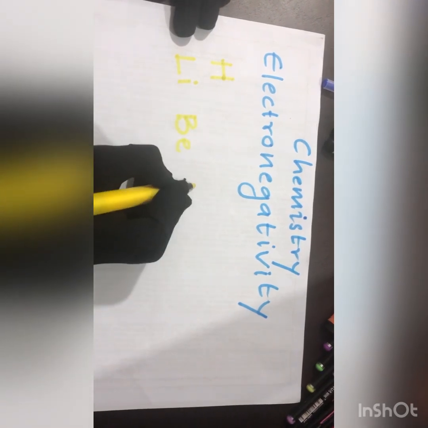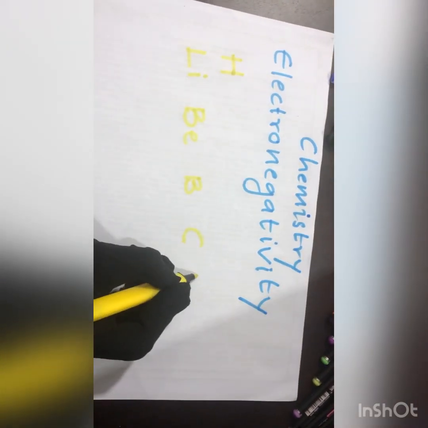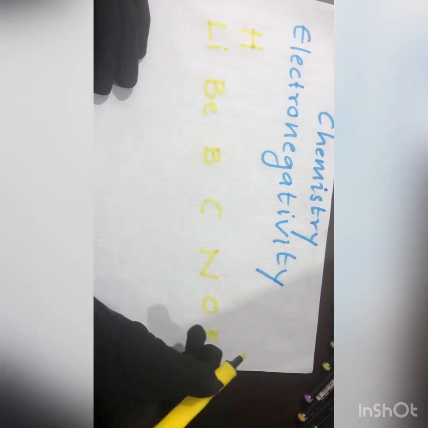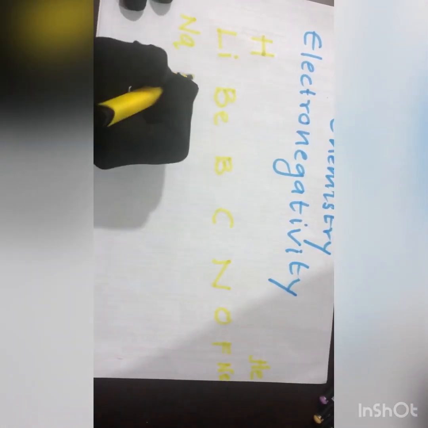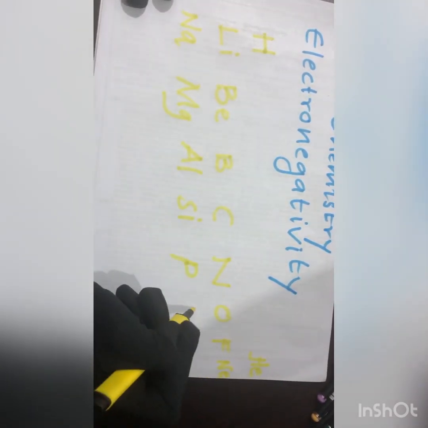Hydrogen, lithium, beryllium, boron, carbon, nitrogen, oxygen, fluorine, neon, and on top of neon I'll mark helium, sodium, magnesium, aluminium, silicon, phosphorus, sulfur, chlorine, argon, potassium and calcium. These 20 elements are very necessary for all the O-level students. I just darken this.